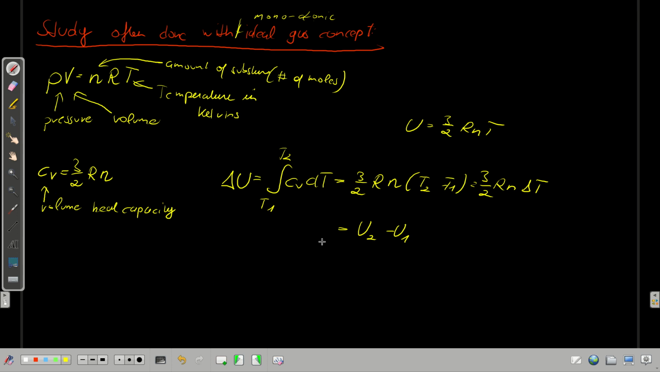So did I forget anything we need for further explanation? I don't think so. If so, I will cover it when I find it out. But I think now this is everything we need for giving some examples of the first law of thermodynamics by utilizing the ideal gas concept.